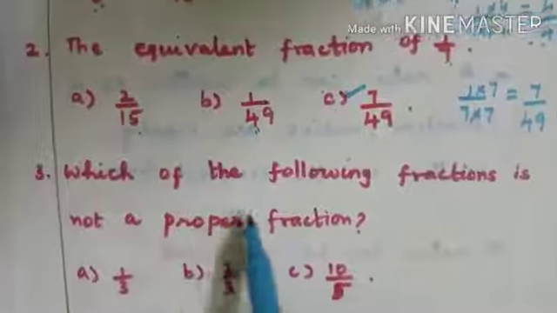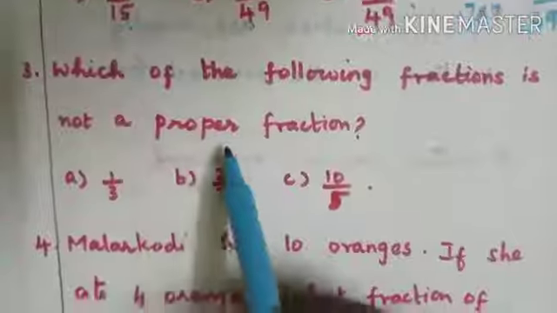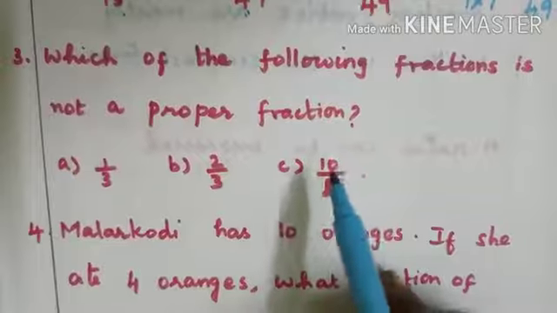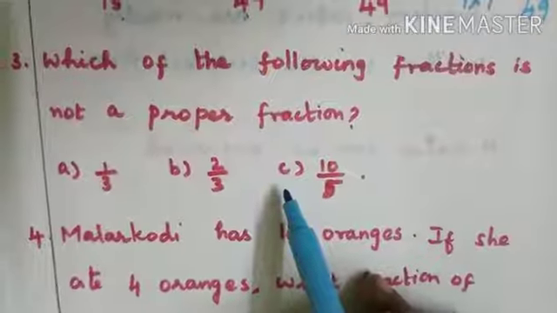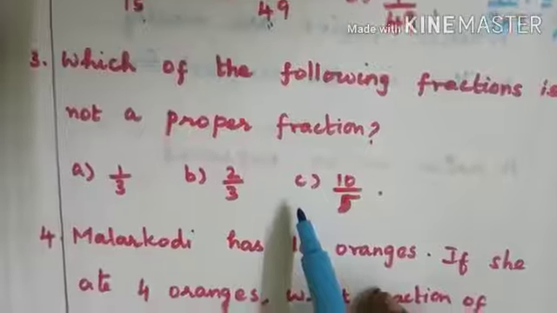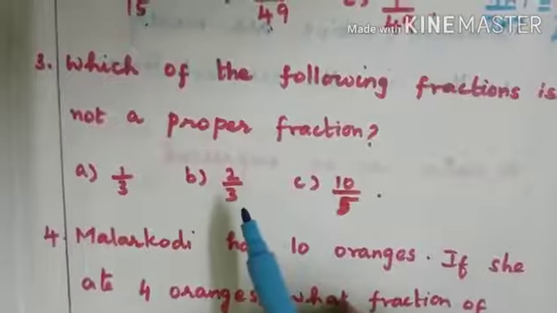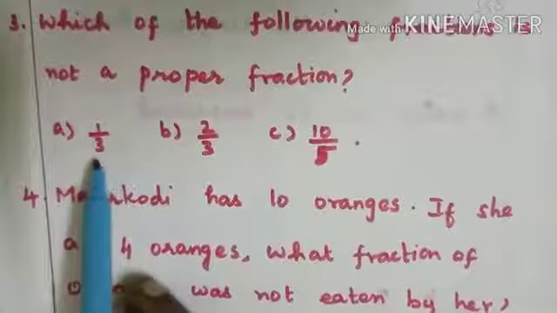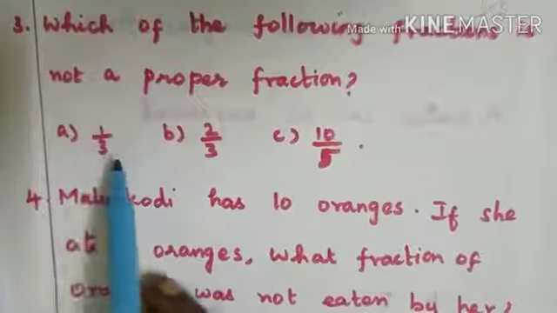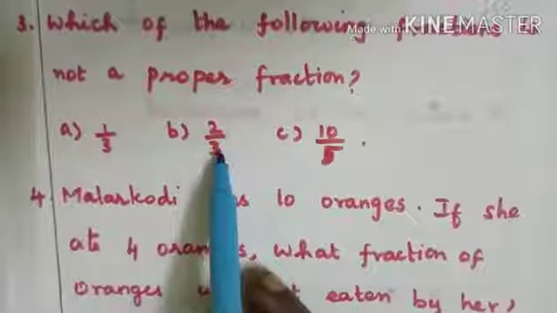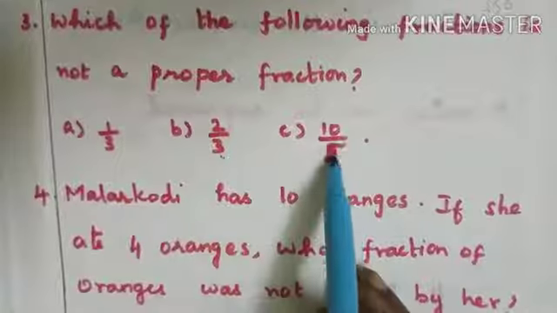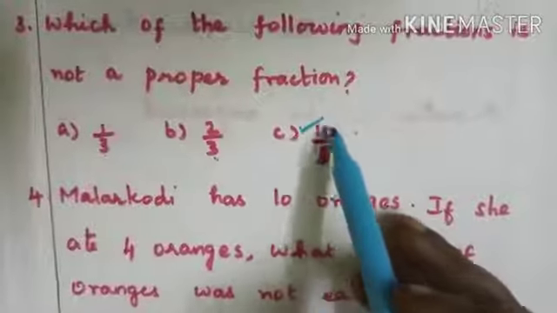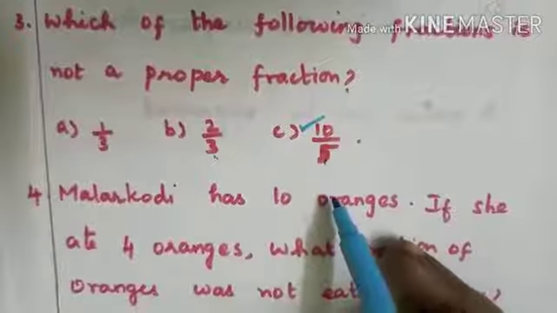Next question: which of the following fractions is not a proper fraction? What do you mean by a proper fraction? The proper fraction definition is that the denominator is greater than the numerator, isn't it? So here 1 by 3, the denominator is greater, so it is a proper fraction. But here the denominator is small when compared to the numerator. Therefore, 10 by 5 is not a proper fraction.